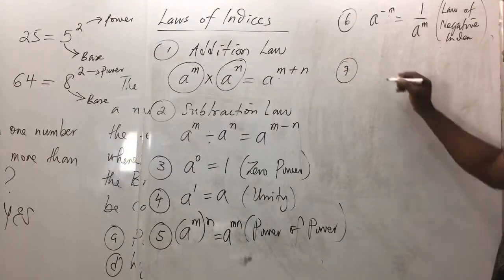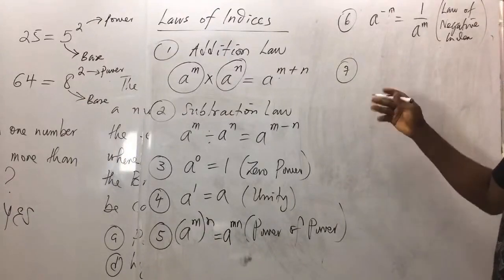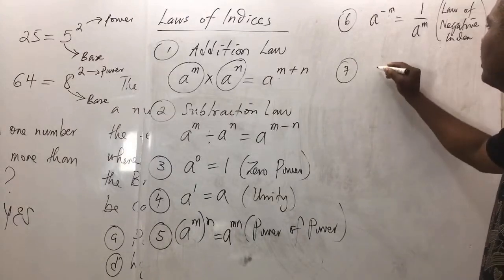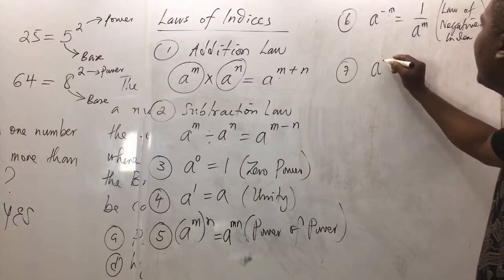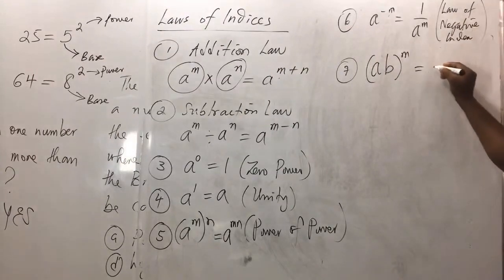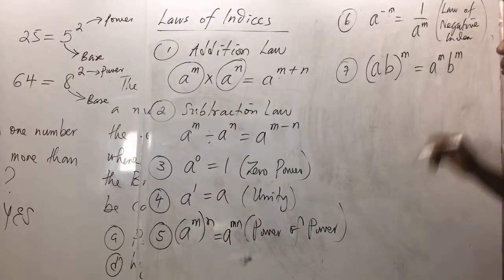In law number 7, we have the law of shared power. And this law has two variations. So I'm going to separate them, calling them law number 7 and 8. In law number 7, we have AB raised to power m is the same as A raised to power m times B raised to power m.